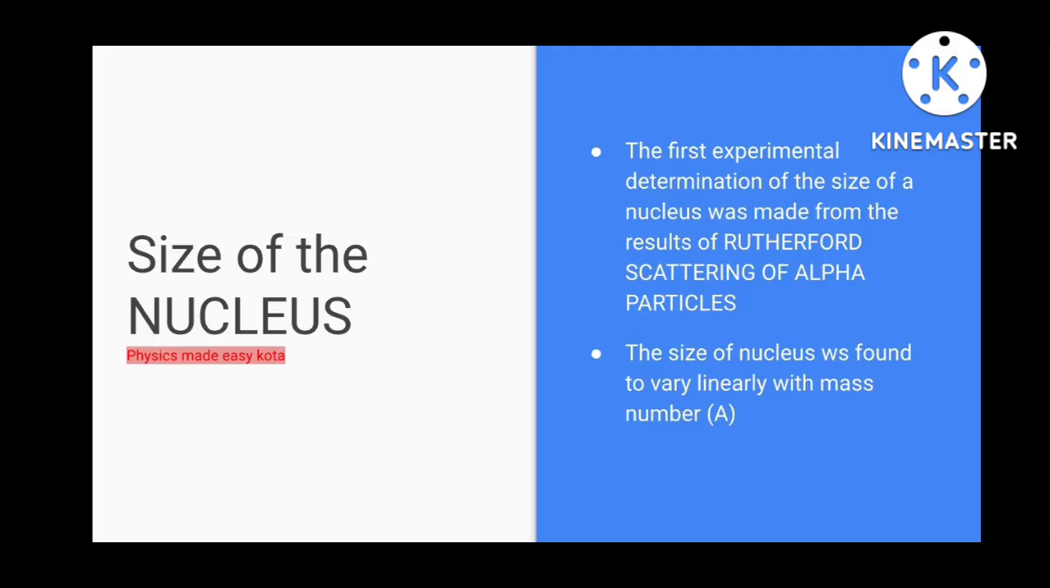The first experimental determination of the size of the nucleus was made from the result of Rutherford scattering of alpha particles, and it was concluded that the size of the nucleus varies linearly with the mass number, that is, they have a direct relation with the mass number. If the mass number is more, then the size of the nucleus will be more.